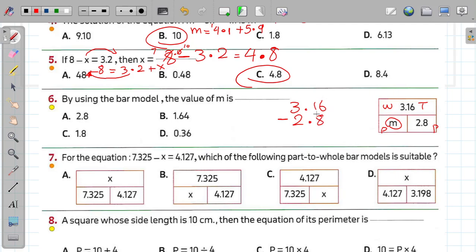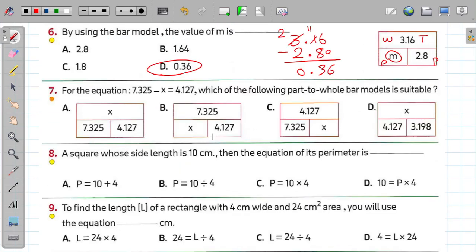Here I have two digits and here I have one digit, so I will write 1 0 here. So 6 minus 0 equals 6, and 1 minus 8 it can't be, so I will borrow from 3, becomes 2, 1 becomes 11, 11 minus 8 equals 3, and 2 minus 2 equals 0. So the value of m equals 0.36.